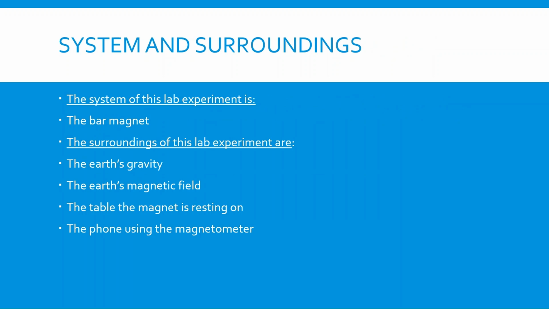System and surroundings. The system of this lab experiment is the bar magnet. The surroundings of this lab experiment are the Earth's gravity, the Earth's magnetic field, the table the magnet is resting on, and the phone using the magnetometer.